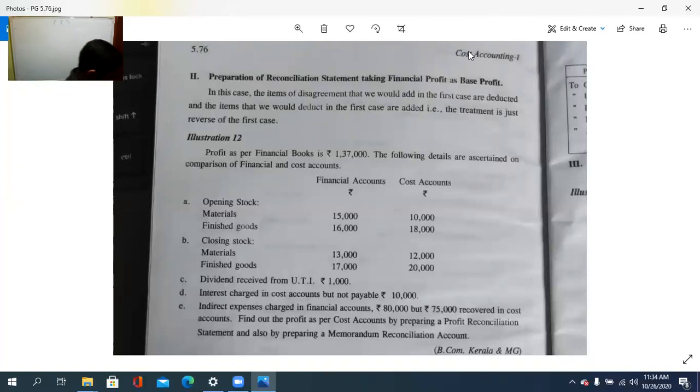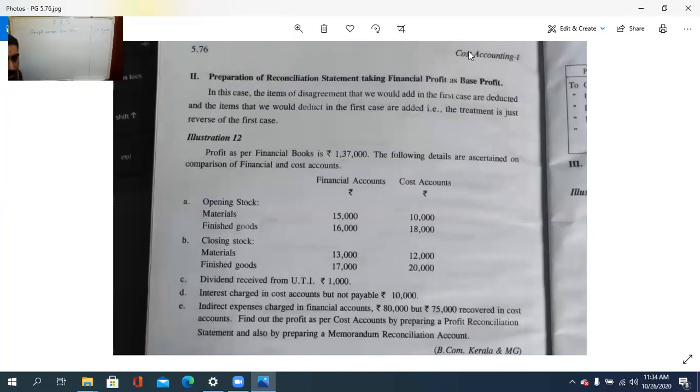The same it is, isn't it? Memorandum reconciliation account is the same as the statement form. The statement form is profit reconciliation statement and the account form is memorandum reconciliation account. So how it is to be, we will look into. Firstly, profit as per financial books. How much it is? 1,37,000.